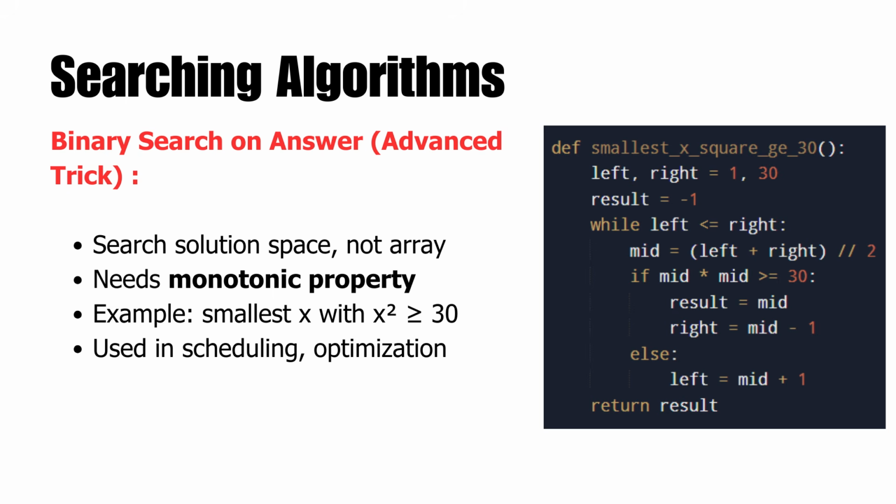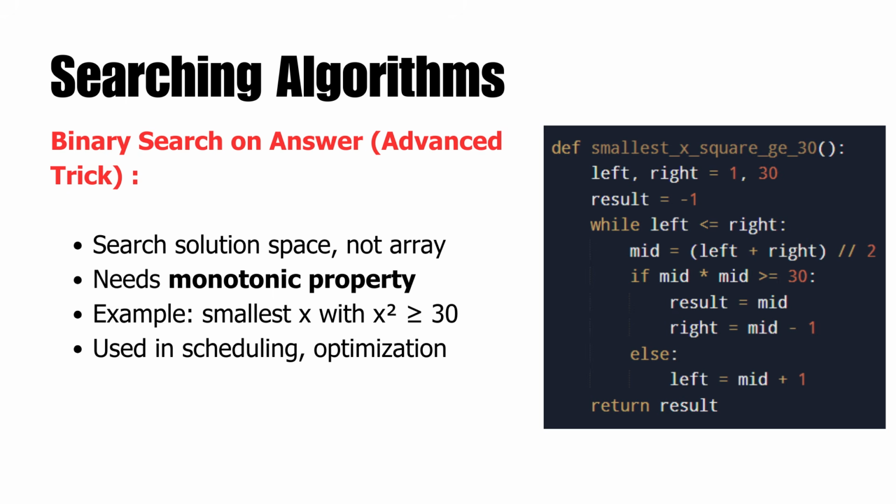For example, to find the smallest x where x squared is greater than 30, instead of testing every number from 1 to 30, we binary search the range. We make a guess, square it, and check if it meets our requirements. If it does, we save it as a potential answer and try smaller values. If not, we try larger ones.